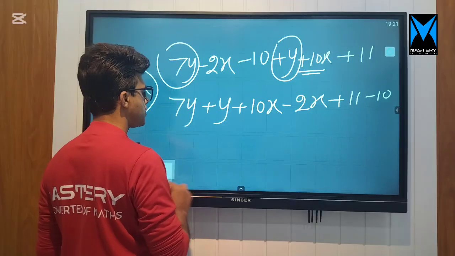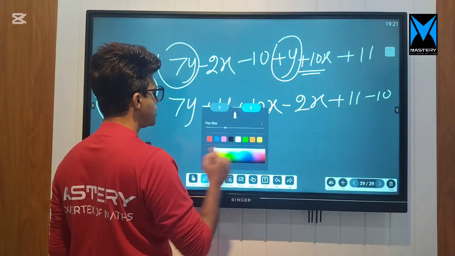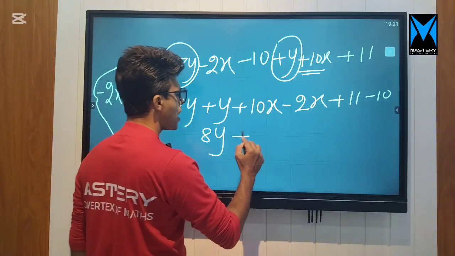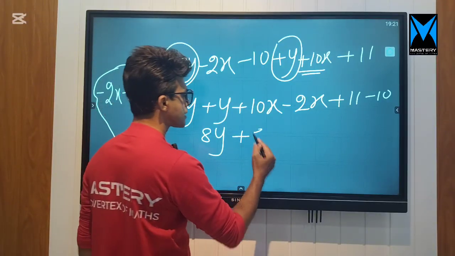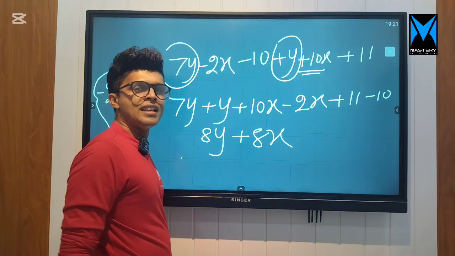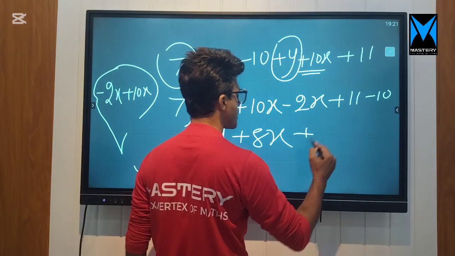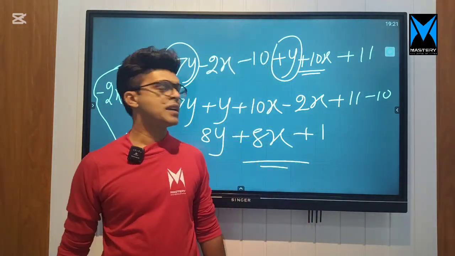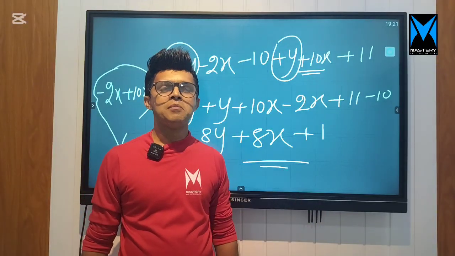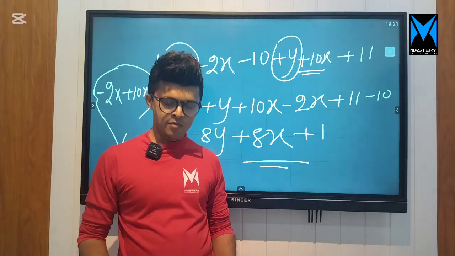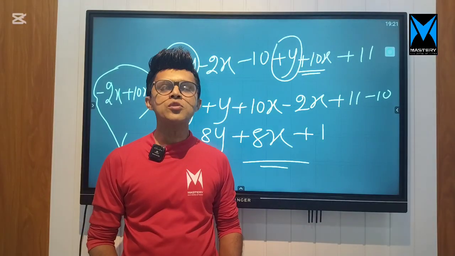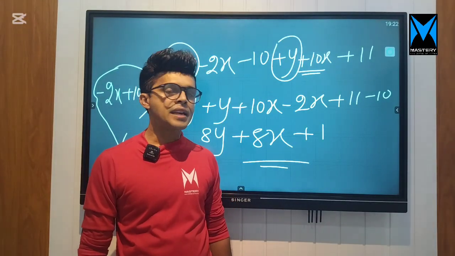So 7y plus y means 8y. 1y. 10x minus 2x is 8x. 11 minus 10 is plus 1. Again I will tell you that these terms cannot be added. The reason is these are unlike terms. Okay, and also we could use the knowledge we gained.